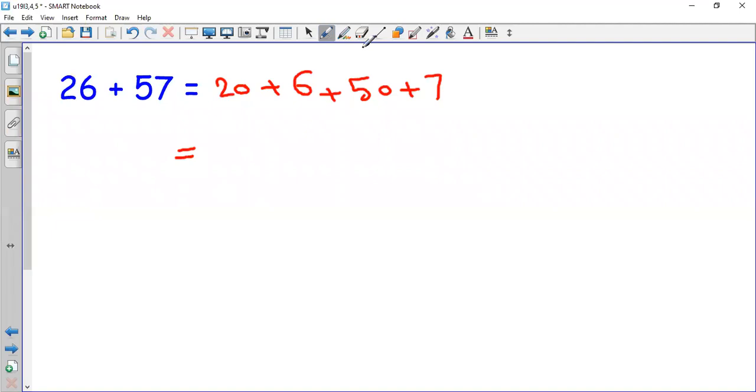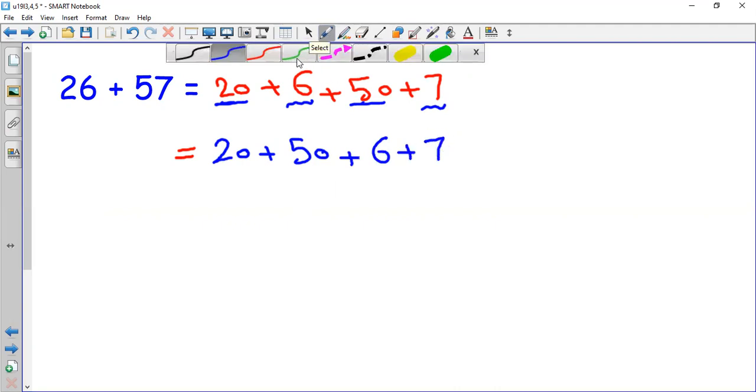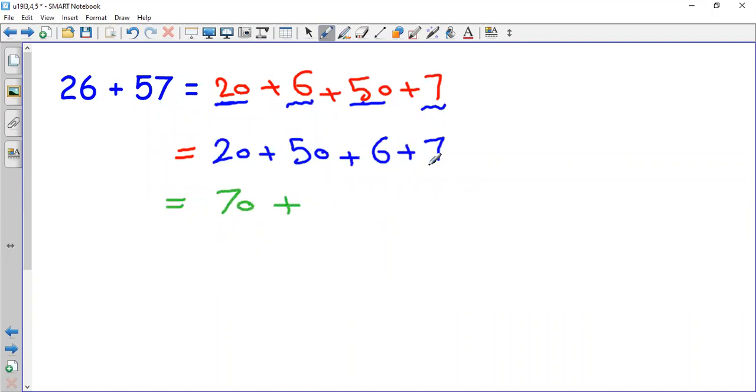So I have here 20 and 50, the tens. I will put them next to each other. And I have here 6 and 7, the ones. I will put them together. Now I will start adding these groups of tens together and ones together. 20 plus 50: I know that 2 plus 5 is 7, so 20 plus 50 is 70. 6 plus 7 is 13.